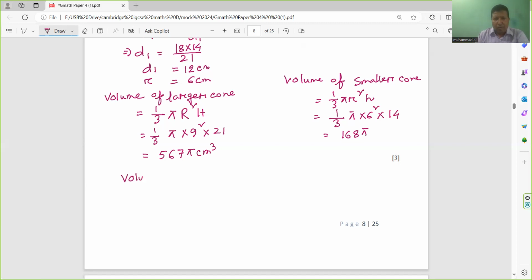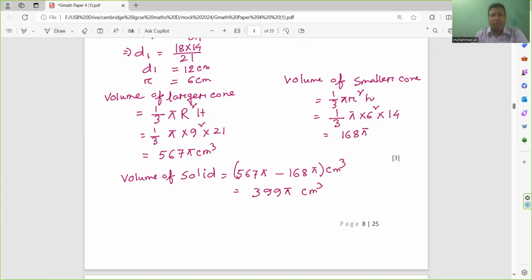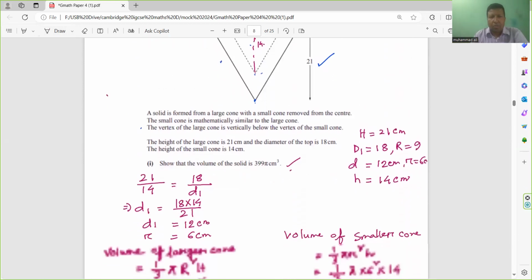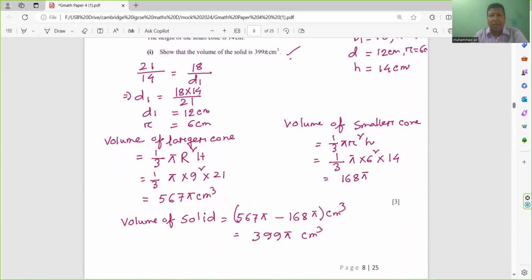Now volume of solid equals 567 pi minus 168 pi centimeter cube. After subtraction, we get 399 pi centimeter cube. So our first answer is completed. Show that the volume of the solid is 399 pi centimeter cube. This is shown.